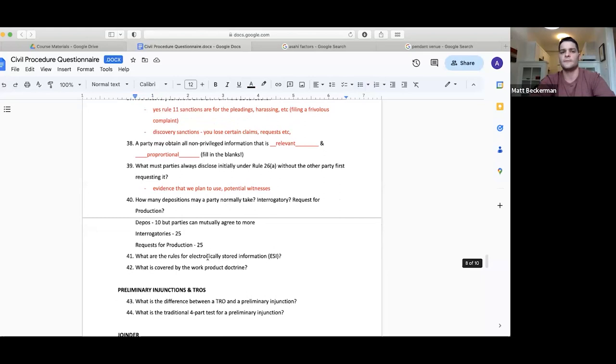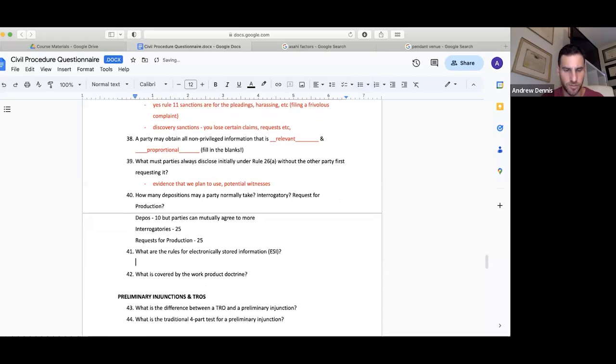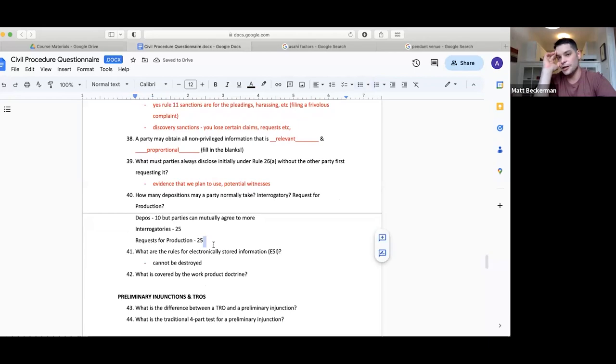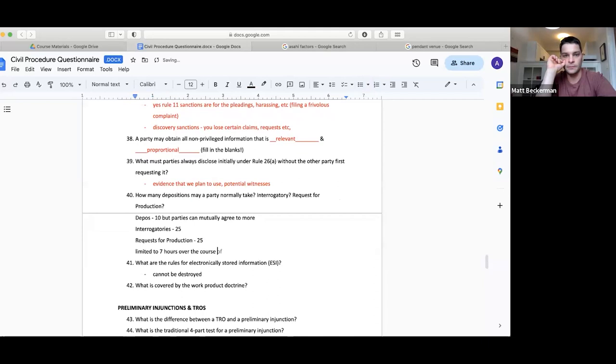What are the rules for electronically stored information? It cannot be destroyed, right? Okay, so a deposition is limited to 7 hours over the course of one day, not 8 hours, 7 hours. Just because it would be crazy to do longer than that. It would be insane. So electronically stored information, ESI, and not that 7 hours isn't crazy.